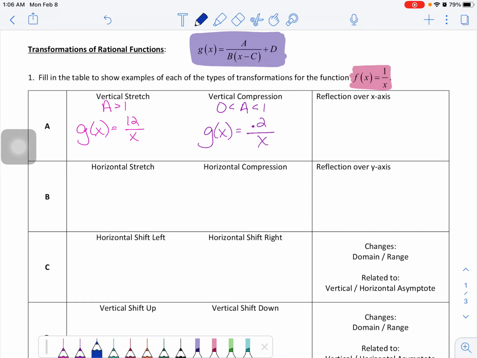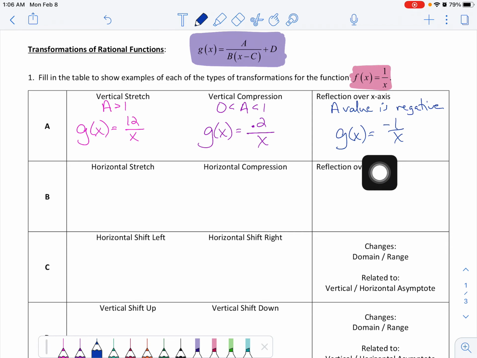All right, reflection over the x-axis, your A value is negative. Now, to keep it simple, I'm just going to make it a -1 for this example. So if g of x was equal to -1 over x, that way you can obviously do a reflection along with a stretch or a compression, but that reflection is just this negative means that you are going to reflect over the x-axis. Okay. So those are all the possibilities for what happens for your A value.